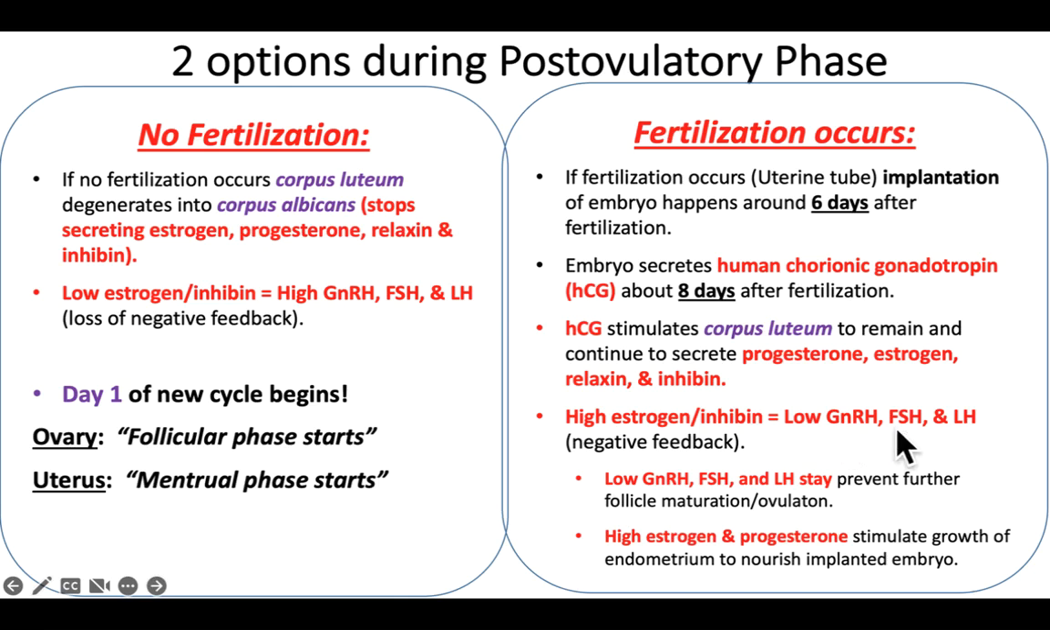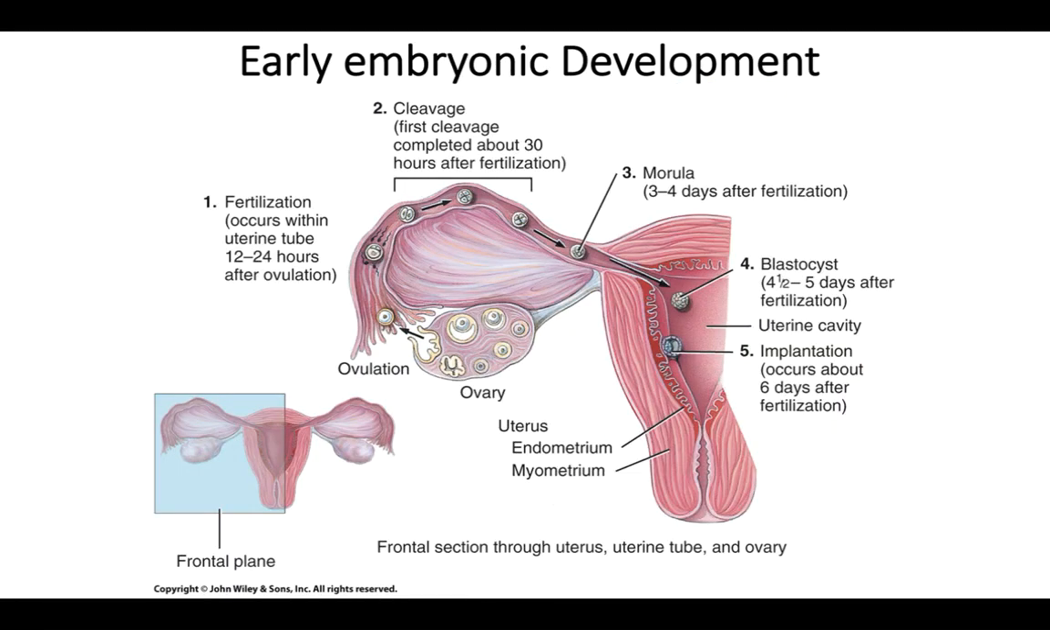So low gonadotropin releasing hormone, low FSH, low LH. These are going to prevent further follicular maturation and prevent any ovulation. The high estrogen and progesterone are going to stimulate the growth of the endometrium so it can nourish and supply blood to that implanted embryo. And then that embryo grows, becomes a fetus, and pregnancy hopefully ends very successfully. All right? Okay.